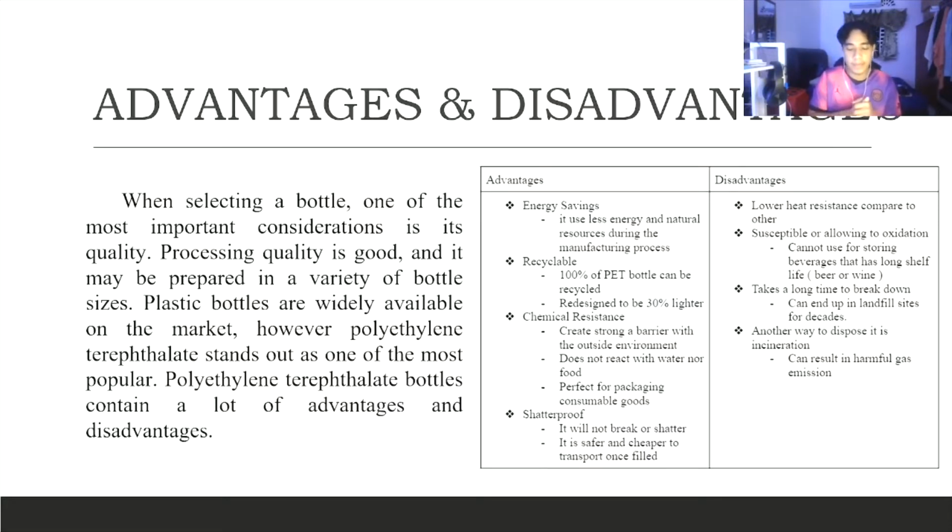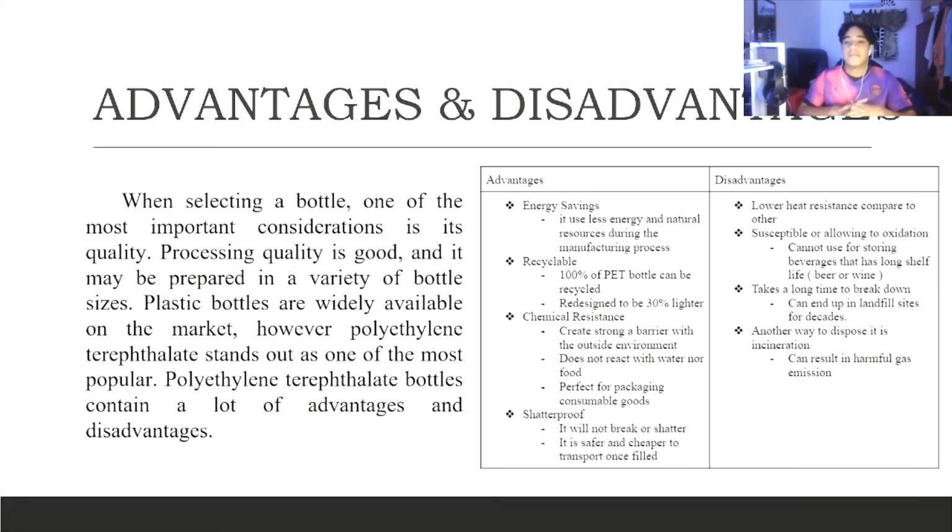chemical resistant. So PET creates a strong barrier with the outside environment. It doesn't allow any oxygen to pass through. It also does not react with water nor food, so it is perfect for packaging consumable goods. The last one for advantages is shatterproof. Unlike glass, it will not break or shatter, so it makes it safer and cheaper to transport once filled.